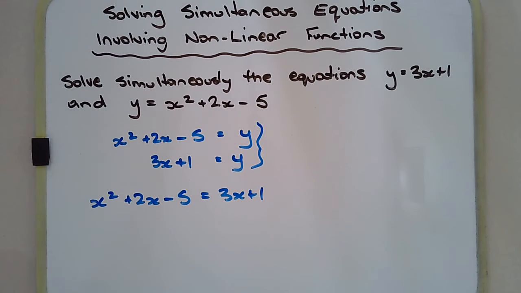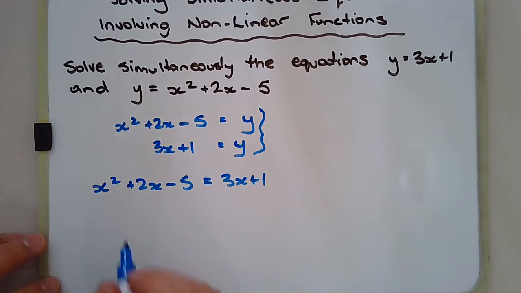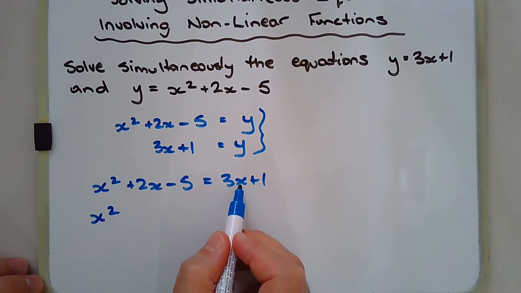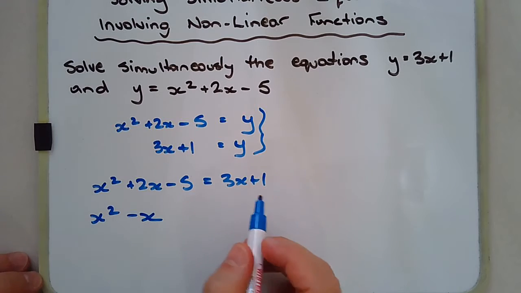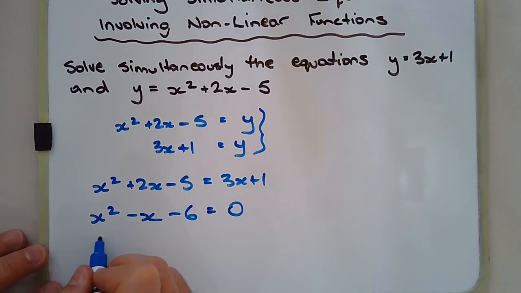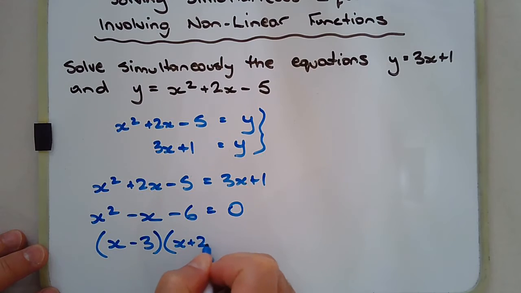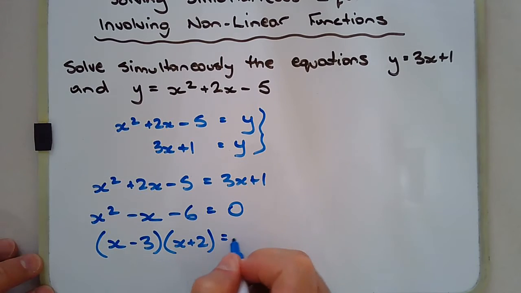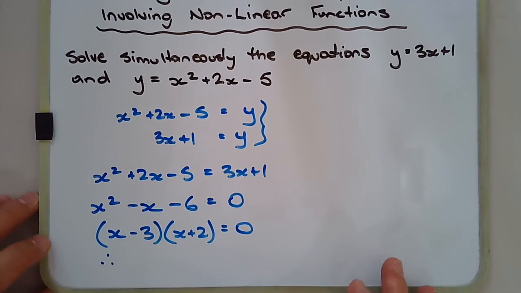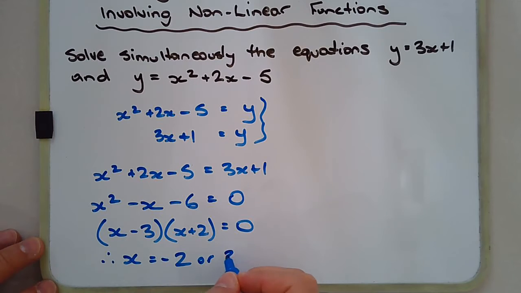Now we'll move everything over to one side, so it looks like we're going to get a quadratic equation of some kind. So x squared, subtracting 3x from both sides, we get negative x. Subtracting 1 from both sides, we get minus 6 is equal to 0. Of course, we can factorize this, so you're going to end up with a negative 3 and a positive 2. Negative 3 plus 2 gives you negative 1. Therefore, x is equal to negative 2 or x is equal to 3.